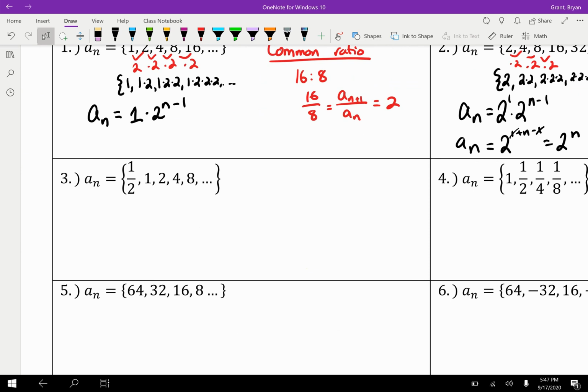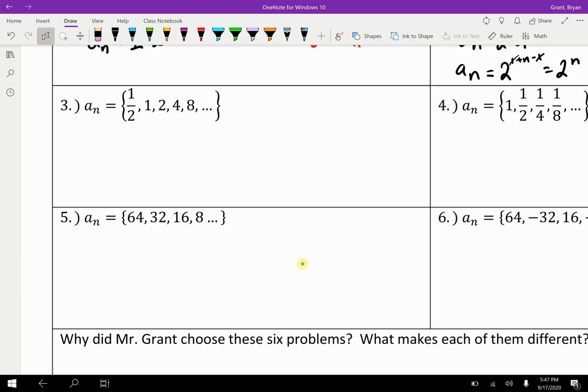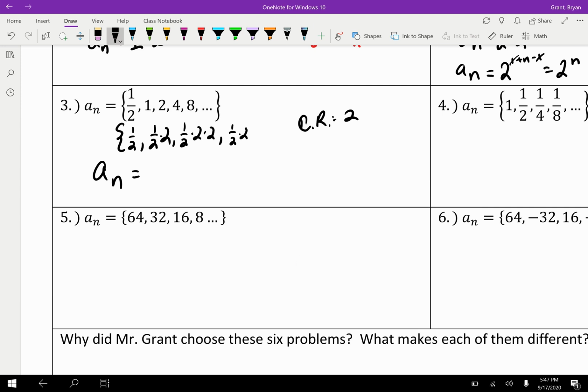Our third one over here, I think, again, has a common ratio of 2. Very creative, Mr. Grant. So our common ratio is 2, looking nice. And then our a sub n. Well, again, I still like to rewrite it like so. It's 1/2, and then it's going to be 1/2 times the common ratio. 1/2 times the common ratio twice, and 3 times, and so on and so forth.